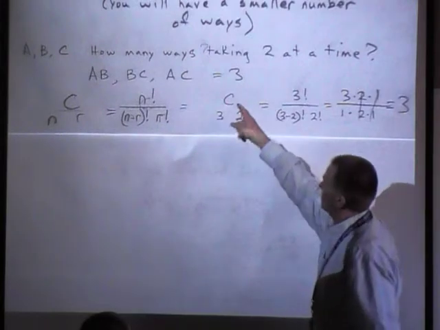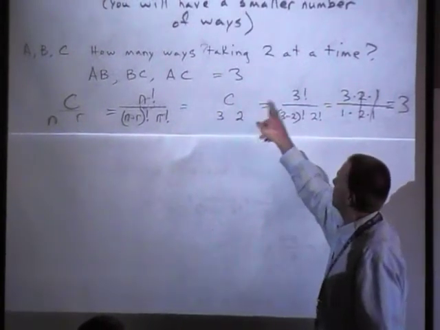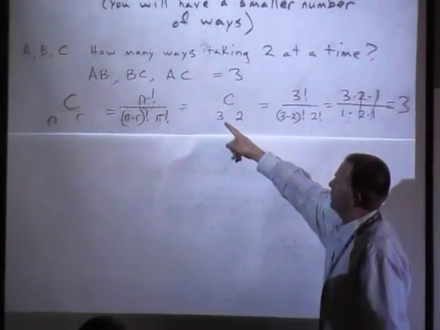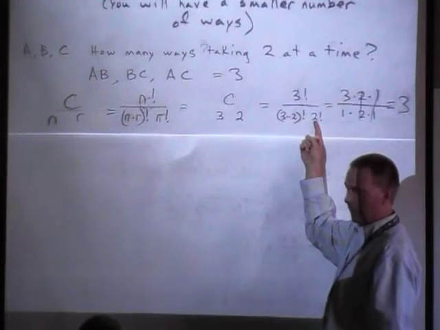So we have 3 things, taking them 2 at a time. The 3 goes on the top, n minus r here, and then r factorial.